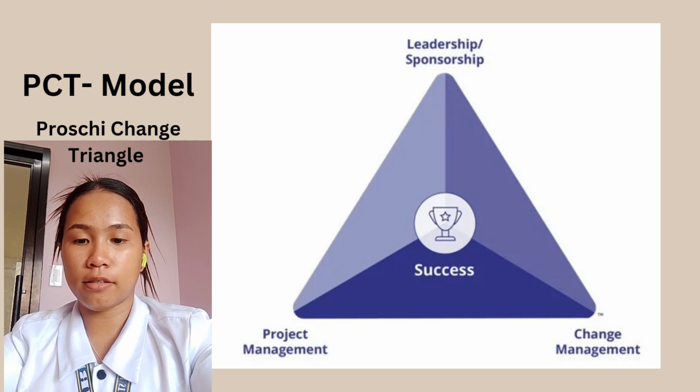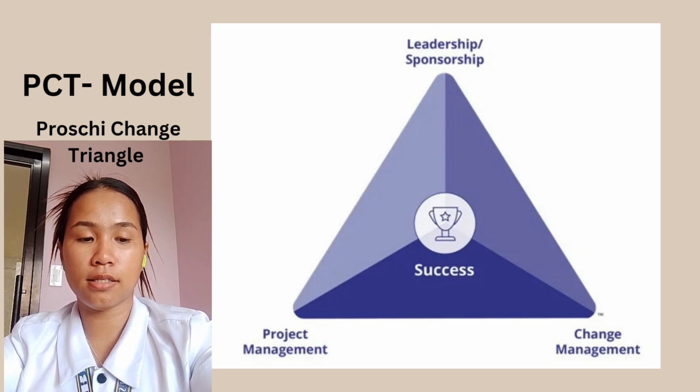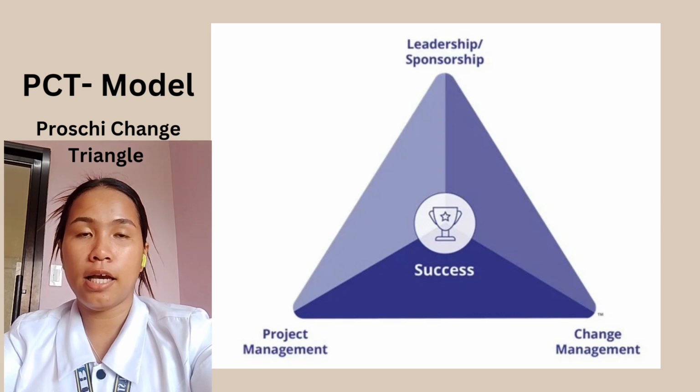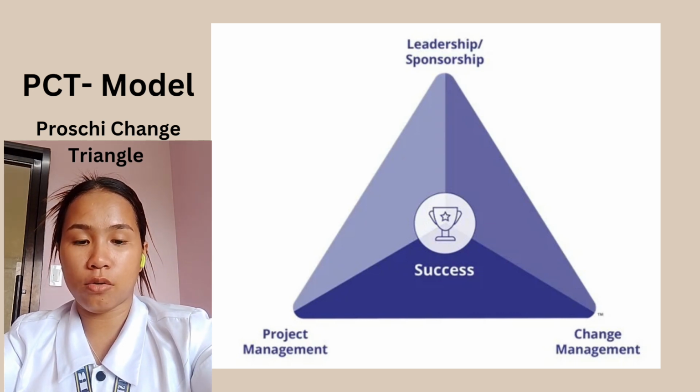Project management leg. Project management represents the discipline that addresses the technical side of a change by designing, developing, and delivering the solution that solves a problem or addresses an opportunity within the constraints of time, cost, and scope.